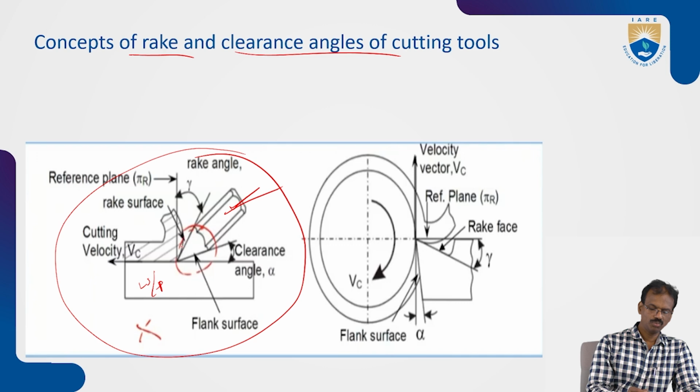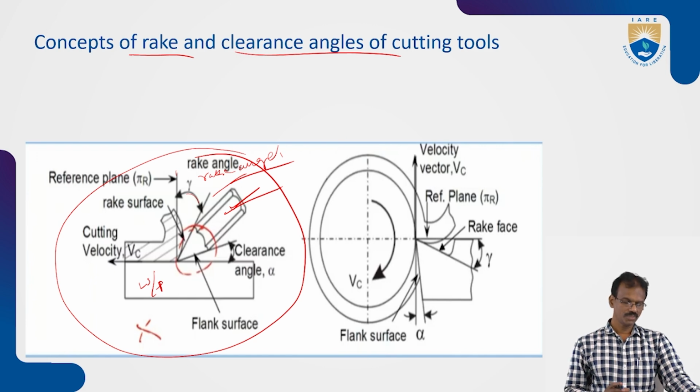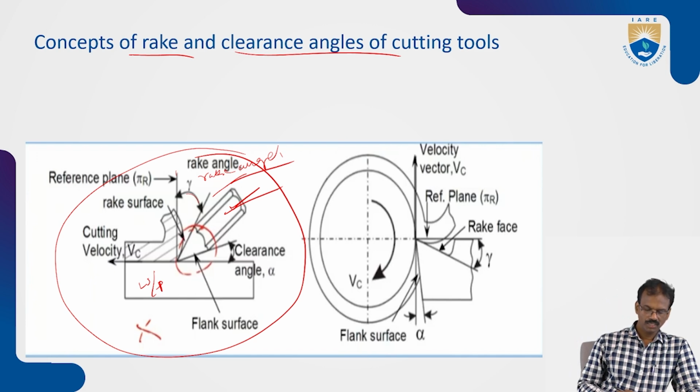The chip moves on the rake face. This is called the rake face. The angle between the vertical line, this is the reference line, and the rake face is called the rake angle. That is a very important angle. Based upon the rake angle, we can see the formation of chips also. One more angle you can see here is the clearance angle. The clearance angle is between the end cutting edge and the line perpendicular to the shank.